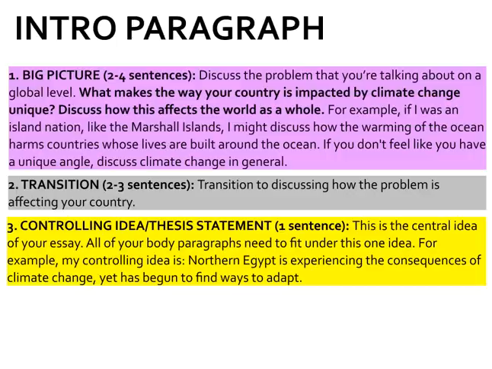The next step is to transition. This is where you're going to transition, and it's not going to be a one-sentence transition like we've been writing in our body paragraphs. Your transition here is going to be a little bit longer. You're going to transition to discussing how this problem is affecting your country. So let's look at my example.